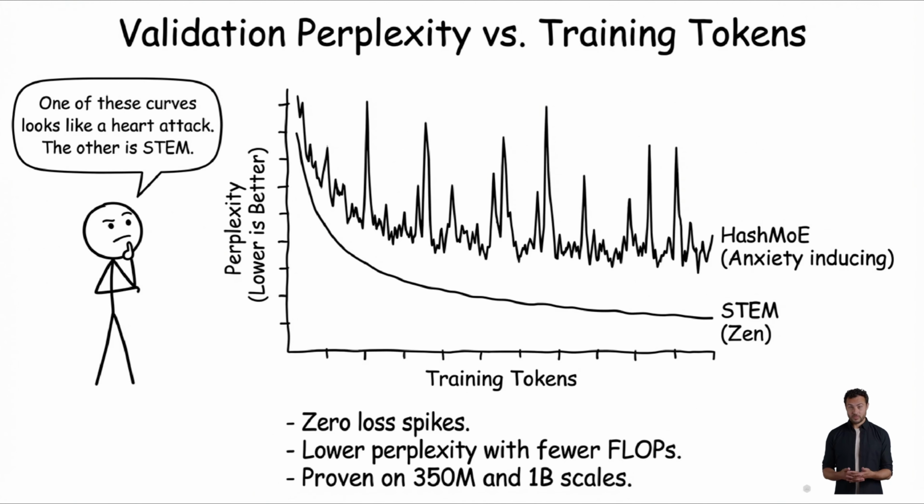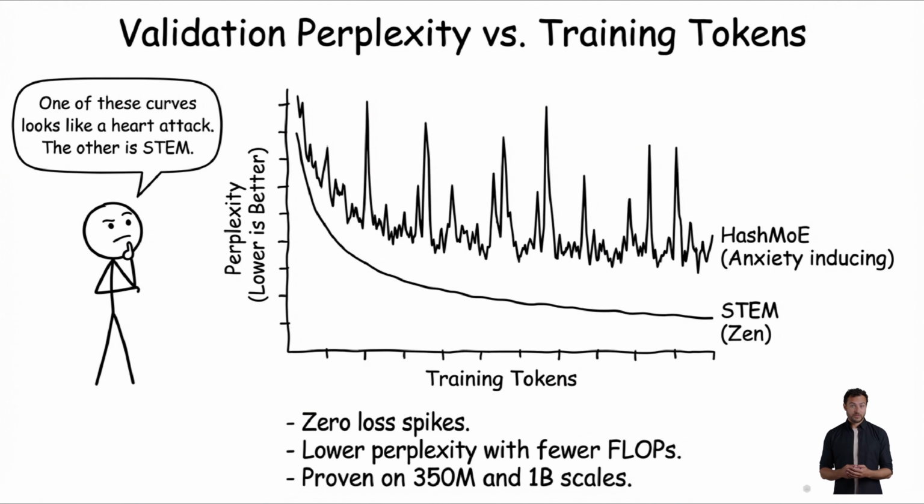In this graph, we are plotting validation perplexity, lower is better, against training tokens. The joke line about a heart attack points to the hash-MOE curve. It does not just trend down, it lurches with sharp spikes that signal unstable training. The STEM curve is the opposite, smooth, steady, and predictable, which is why it is labeled Zen.